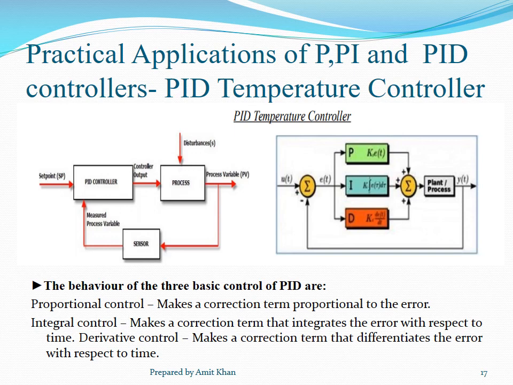This is a practical application of PID controllers in a PID temperature controller. You can see the block diagram. We have used here a PID controller which consists of P, I and D controllers. Here the proportional control makes a correction term proportional to the error. The integral control makes a correction term that integrates the error with respect to time, and the derivative control makes a correction term that differentiates the error with respect to time.